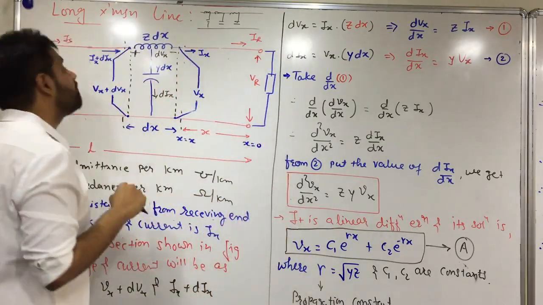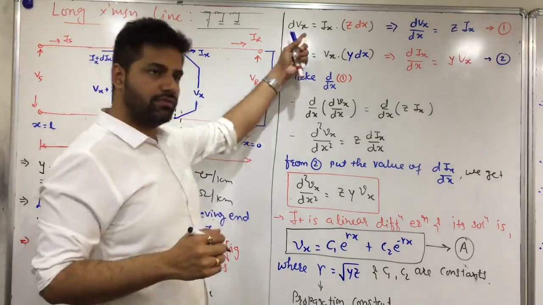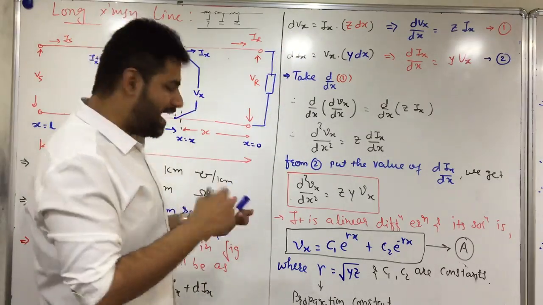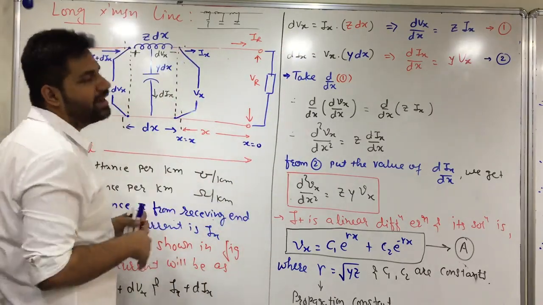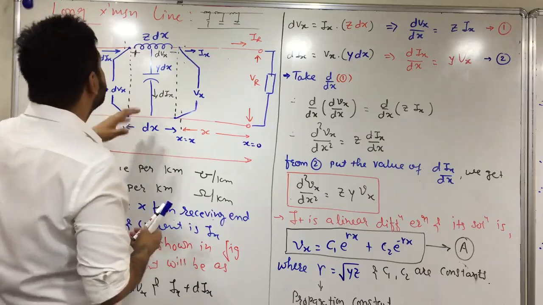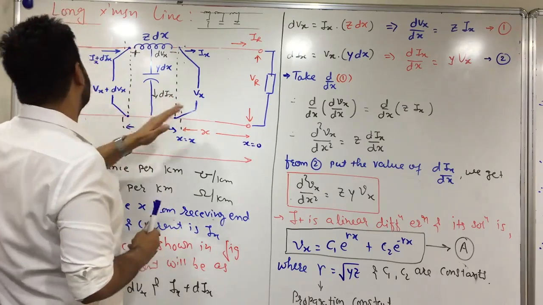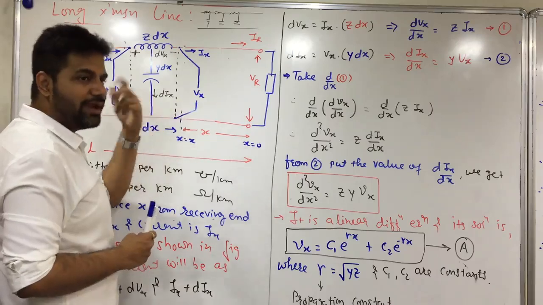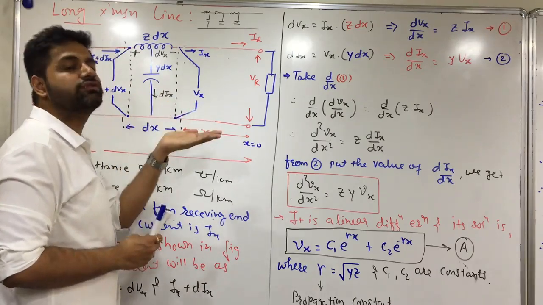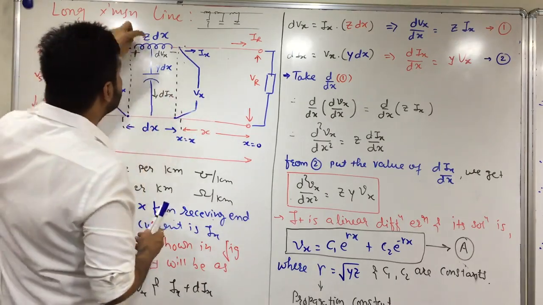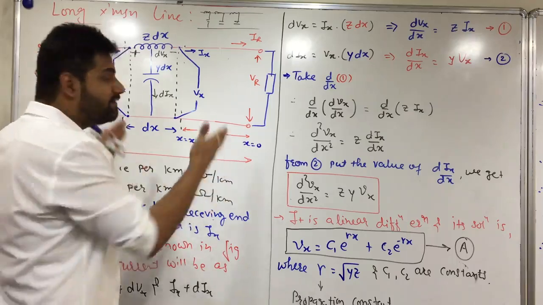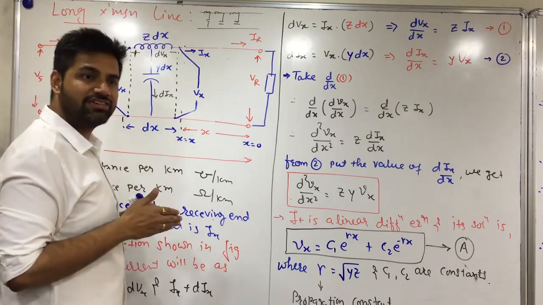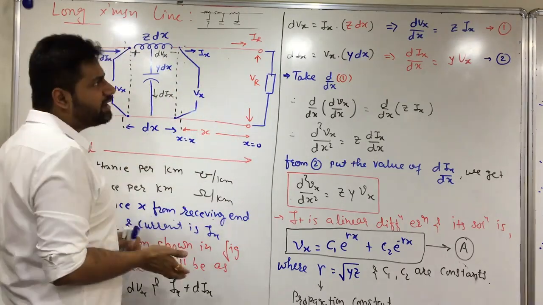So I can say, what is my dVx? I have derived it differently in previous years. Here, how much is the voltage difference? Vx plus dVx minus Vx equals. So that is my voltage difference, right? It gives me dVx. I mean, I into ZDX is nothing but the voltage difference that I have over here. Is it understood? That is how I have derived it in previous years.